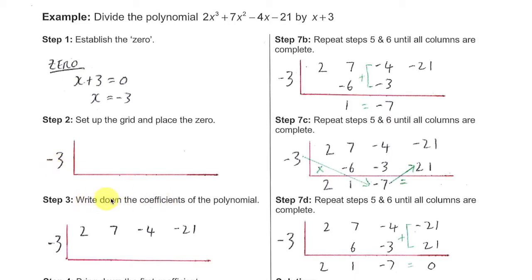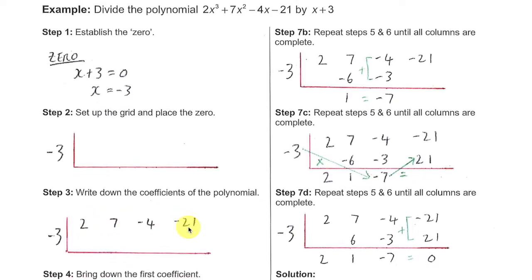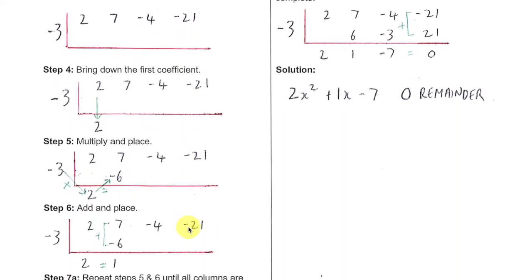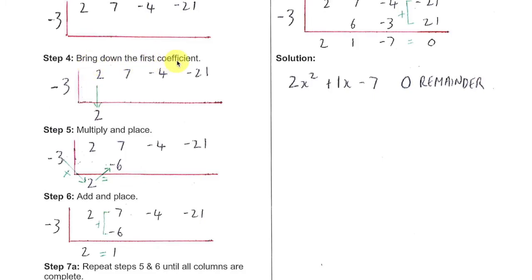I now write down the coefficients of the polynomial, so 2, 7, negative 4, and negative 21. And I bring down the first coefficient, so the 2 comes down. And in the next step, it's negative 3 times 2. The result is negative 6, and that goes there. I now add these two together and put the result here.